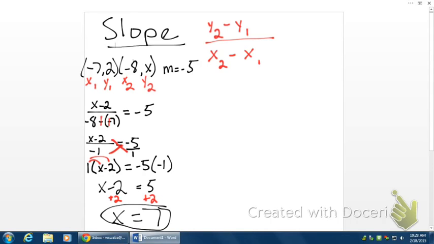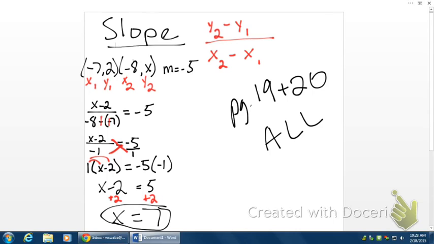Okay, so this is what I want you guys to do. You guys are going to be receiving a worksheet dealing with slope and figuring out those missing points. You're going to be doing all of it. It says page 19 at the bottom of the worksheet, and then also on the back of it is page 20. You're going to be doing all of these. This is great practice.